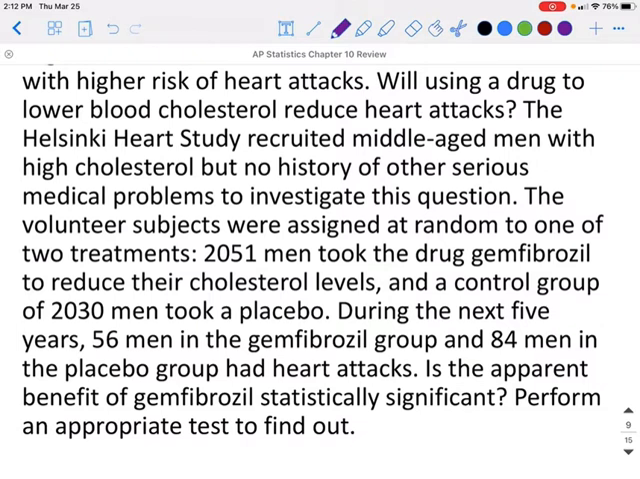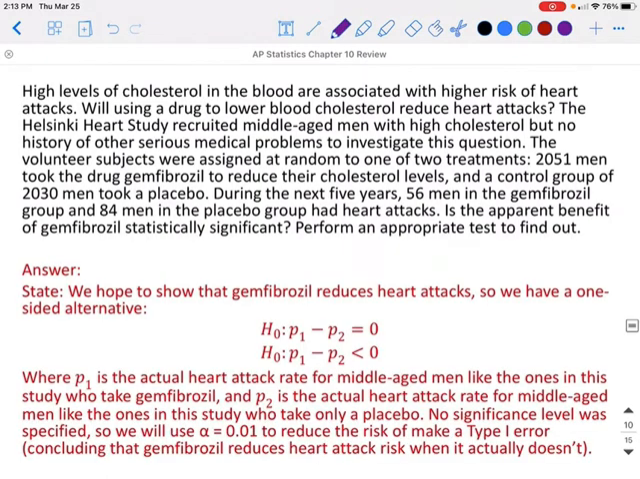Again, this is going to be a 4-step problem. We're going to start with our state. This tells us we're just going to do a significance test because we're just testing the significance. So we do need to give our null hypothesis, our alternative hypothesis. You need to make sure you define your parameter, and you need to give your alpha or significance level.